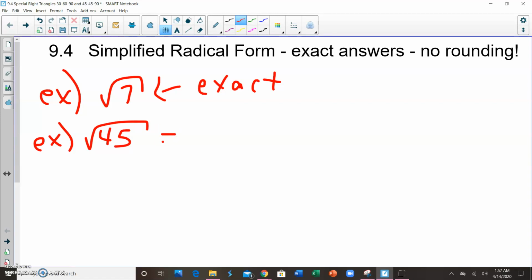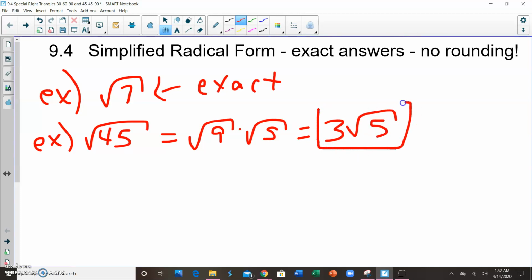So I could actually write this as the square root of 9 times the square root of 5. Since 9 is a perfect square, I've got to get that out of there. So now what is the square root of 9? The square root of 9 is 3, and the square root of 5 is the square root of 5. So 3 times the square root of 5 is what's called simplest radical form, as is the square root of 7. All right, let's do another example. One of the rules about simplified radical form is that you cannot have a perfect square underneath the radical sign. So let's do another one.